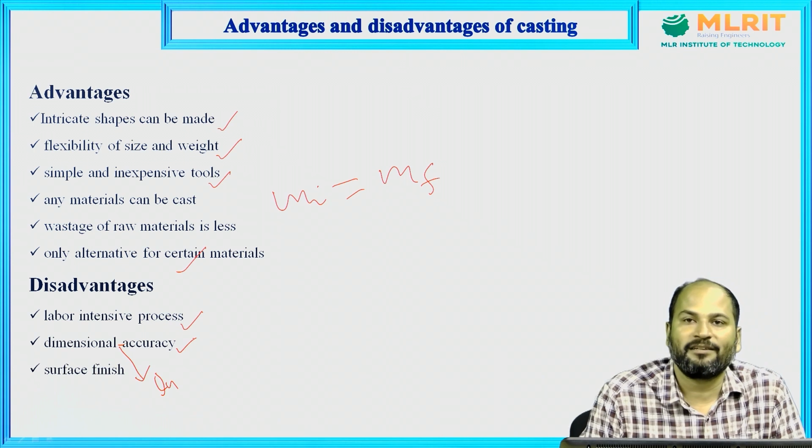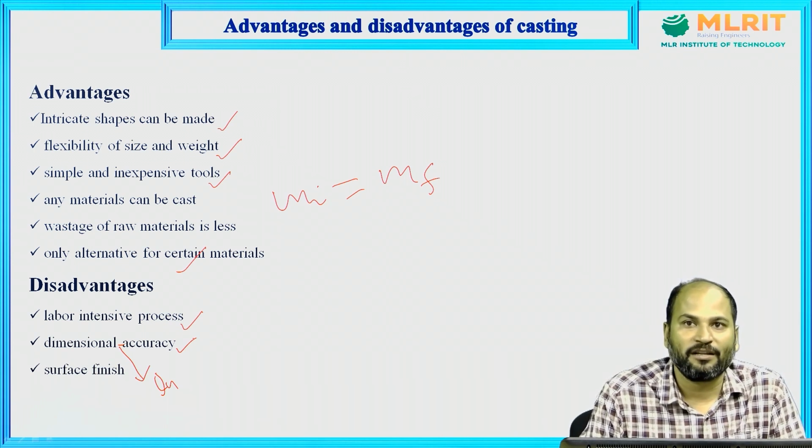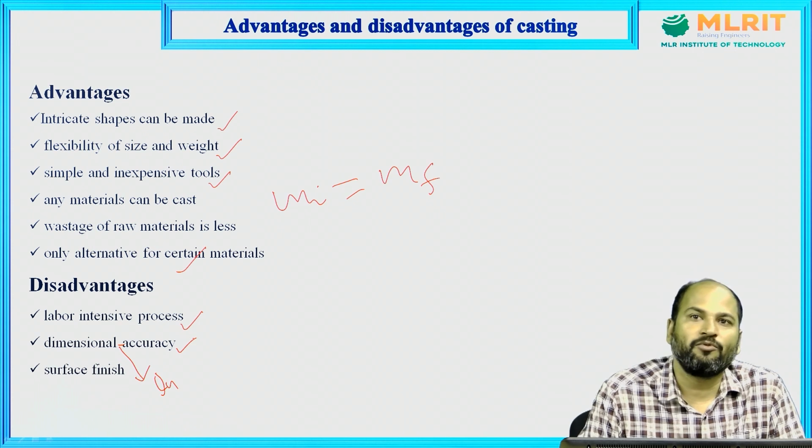And the last disadvantage is surface finish. It doesn't matter how sophisticated the casting process we are using, whatever the process is, there will always be some surface roughness, which is generally removed by a machining operation.